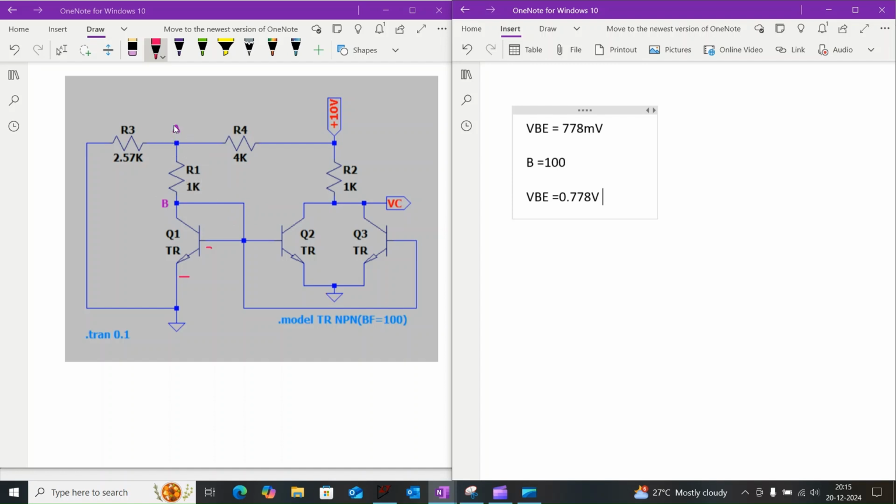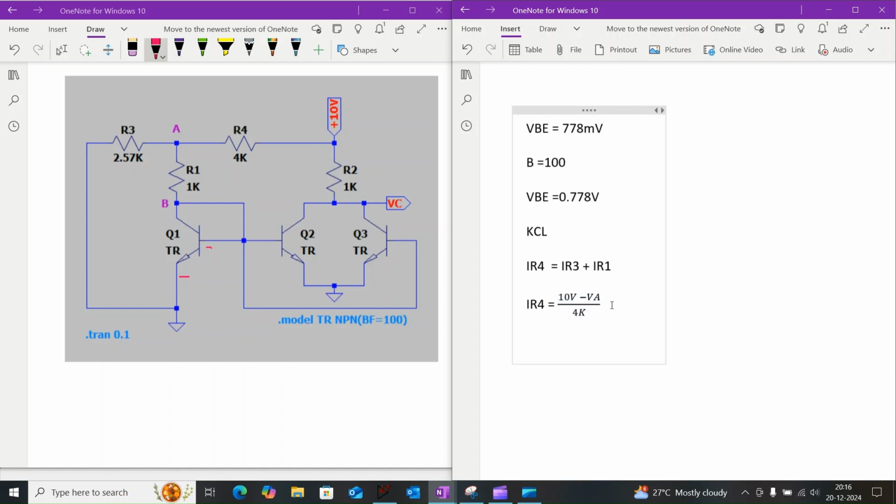If we want to calculate the current across the resistor R1, we need to apply the KCL rule at node A. As per the KCL rule, the current across the resistor R4, IR4, is equal to IR3 plus IR1. So, the current across the resistor R4, IR4, is equal to 10 volt minus the voltage at node A, that is VA, divided by 4 kilo ohm.